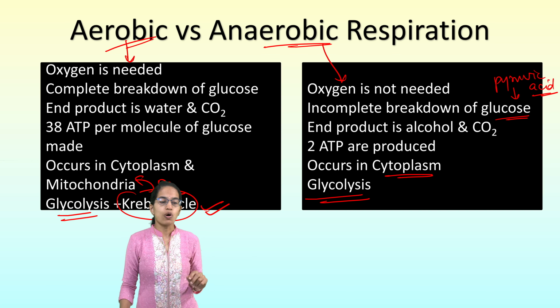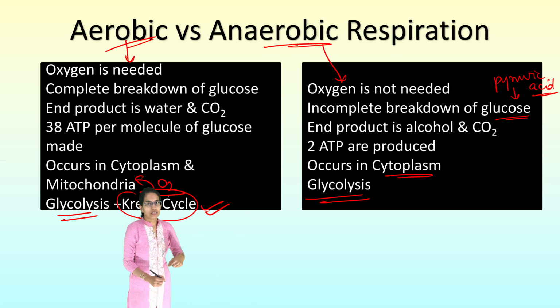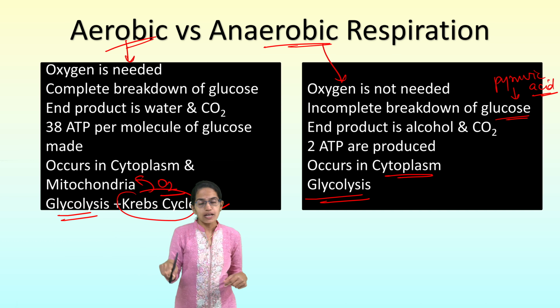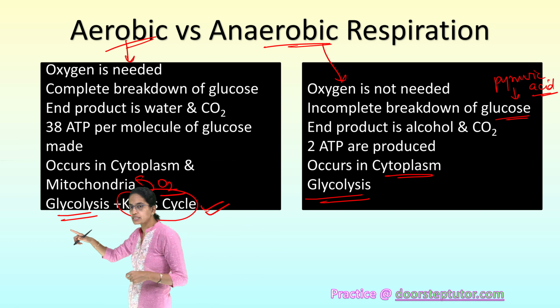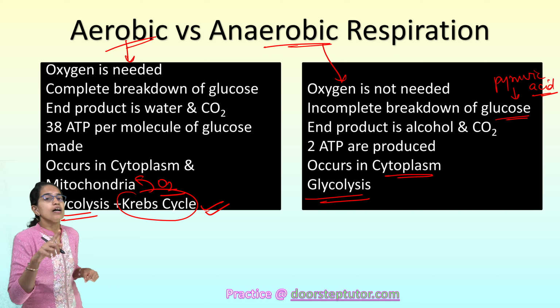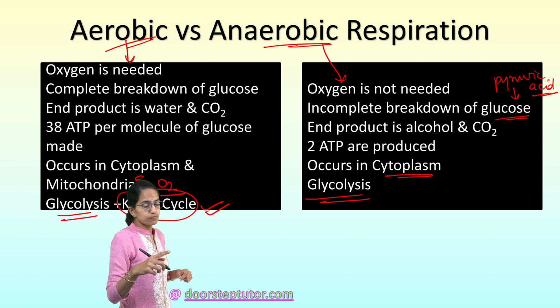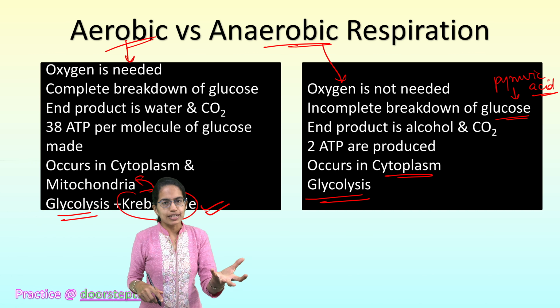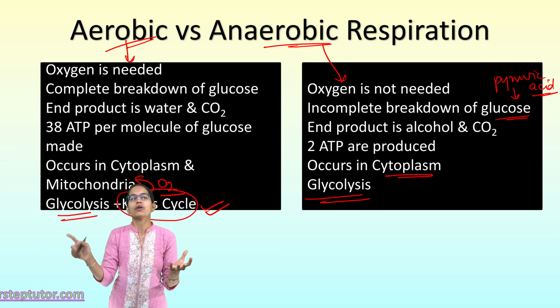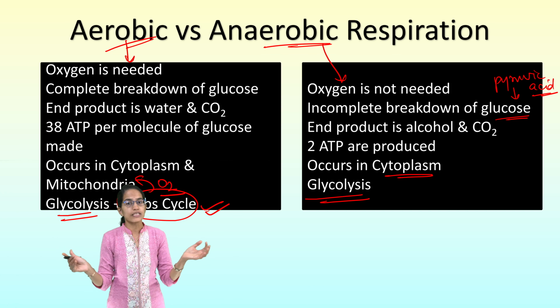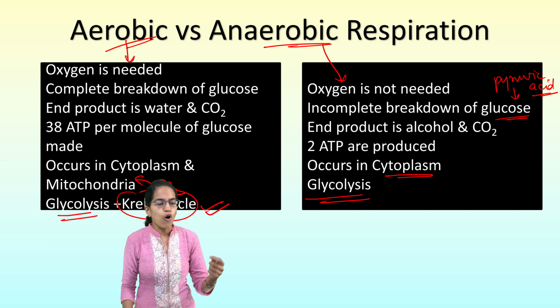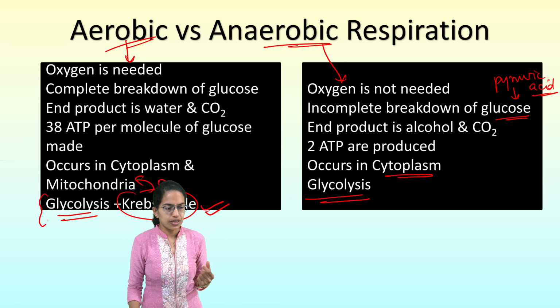It requires oxygen. So aerobic respiration requires both the cytoplasm, where the anaerobic respiration takes place, and the mitochondria, where the aerobic respiration takes place. Together it forms the complete process of respiration.